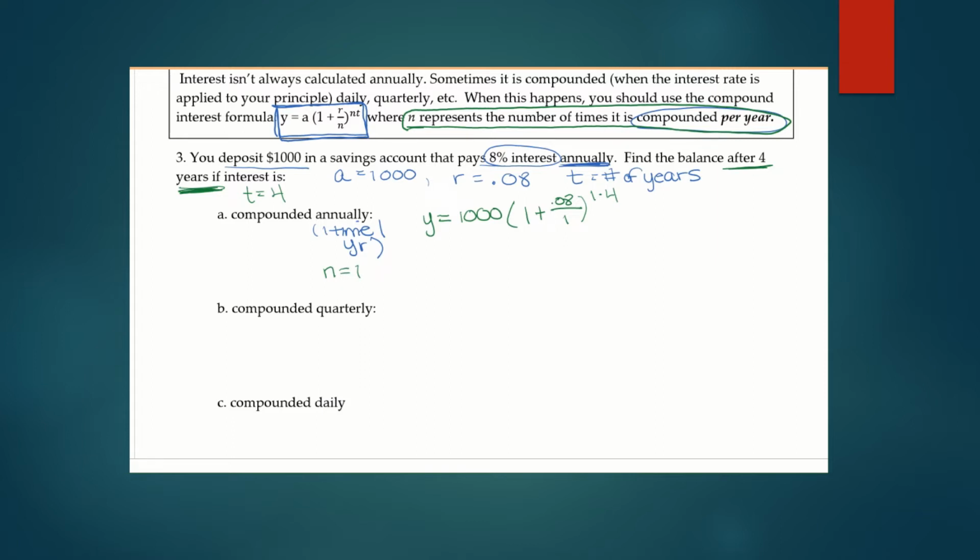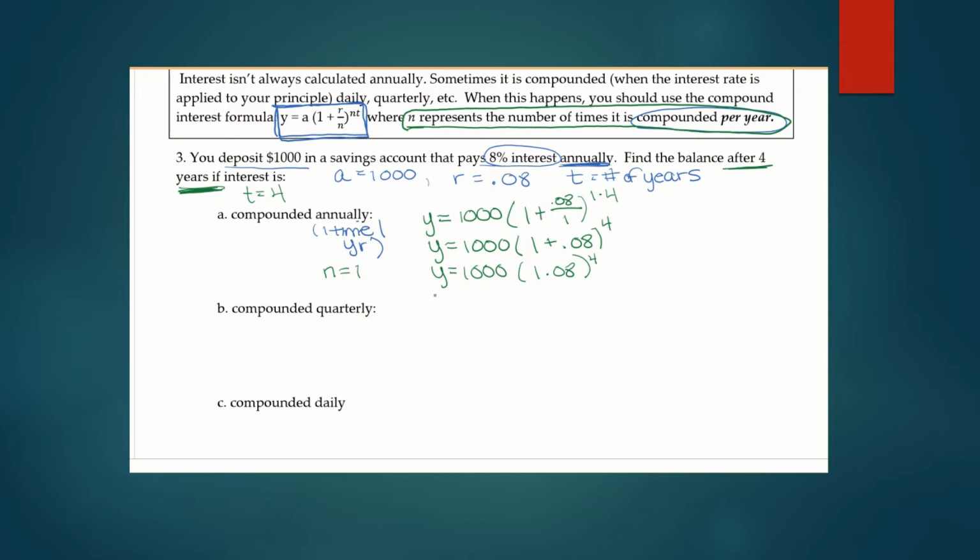Okay, so this looks a little yucky. I'm going to try and simplify some things here. So 0.08 divided by 1 gives me 0.08. 4 times 1 is 4. Again, just continuing to simplify so that I can put something nice into my calculator. I'm going to take $1,000 multiplied by 1.08 raised to the power of 4.